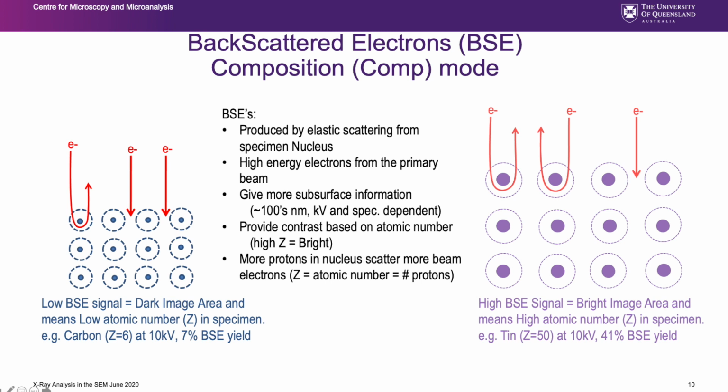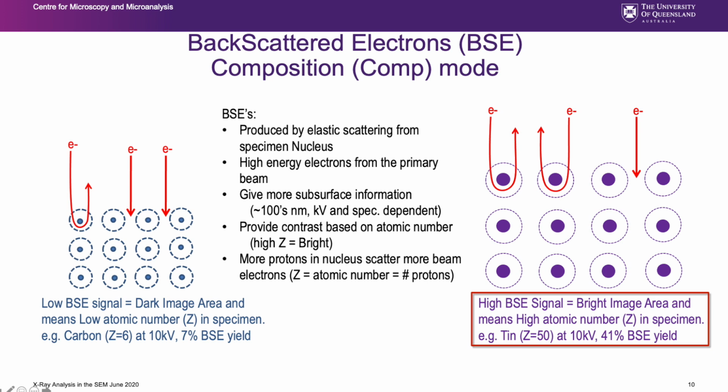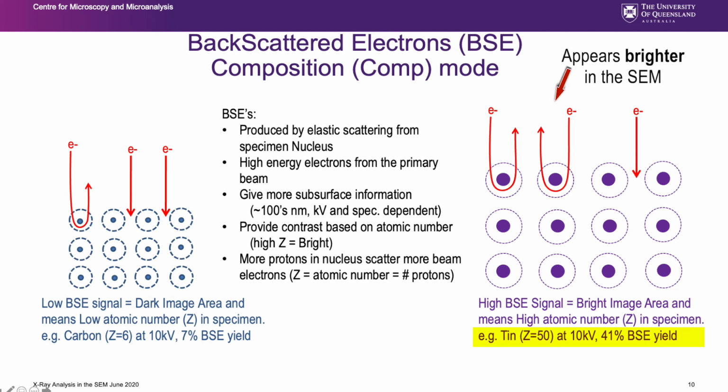If you go to something that's much higher atomic number, here I've used the example of tin, which is Z equals 50. Again, at the same accelerating voltage, 10 kV, that has a backscatter yield of 41%. 41% of the primary SEM beam will come back out of the sample as backscattered electrons. Naturally, the high Z tin on the right will appear much brighter in the SEM than the low Z carbon on the left, simply because of their different backscatter yields.